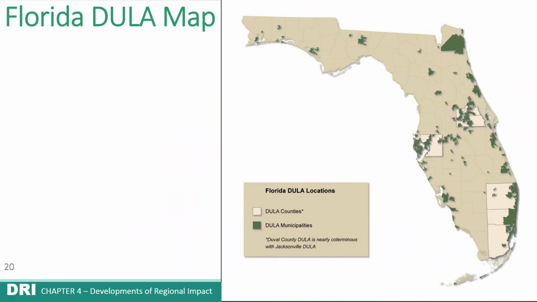Here is a map illustrating those local governments which would be exempt from the DRI process. Currently, there are 8 counties and more than 200 municipalities that are considered DULAs in the state. Now, to put that into context, there are 67 counties within the state of Florida with over 400 municipalities.